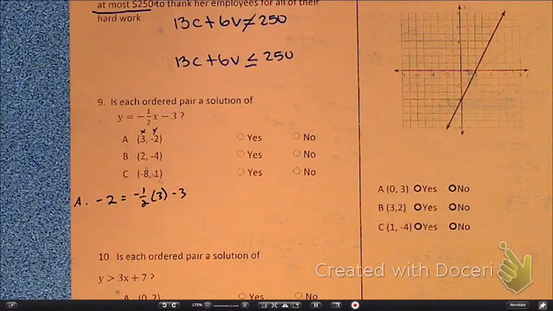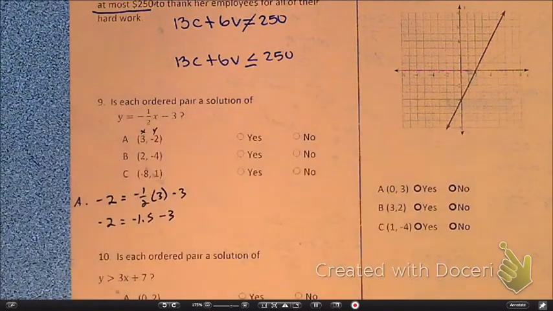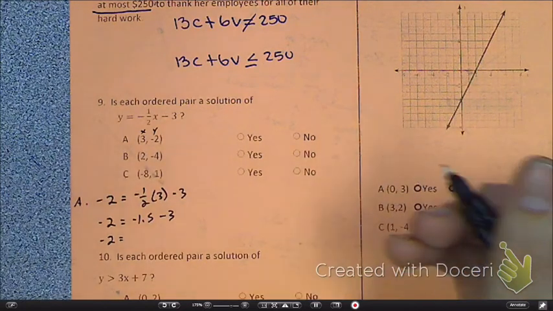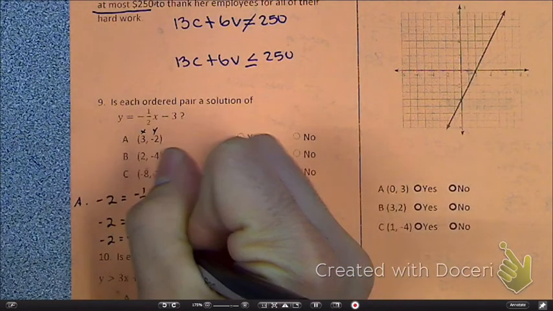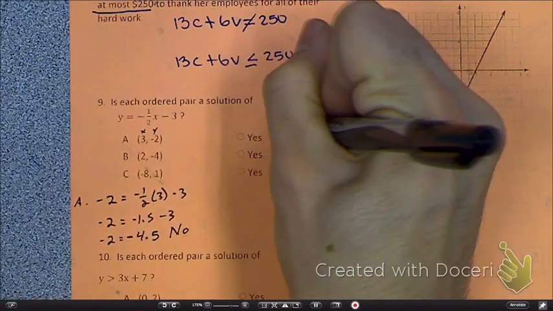In a decimal. So now we're multiplying fractions? We should be able to multiply a fraction. You'd get 3 halves, which is the same as saying negative 1.5. Negative 1.5 and a negative 3 is positive 4.5. Is negative 2 equal to negative 4.5? Isn't it positive?